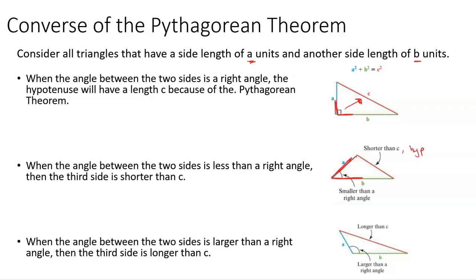And when the angle between the two sides is larger, remember, this is like an acute triangle, and here this is our obtuse triangle. If it's larger than a right angle, then the third side is going to be longer than the hypotenuse. You can think about that as little angle, little side, bigger angle, bigger side.